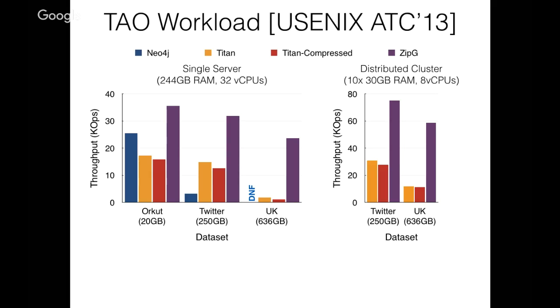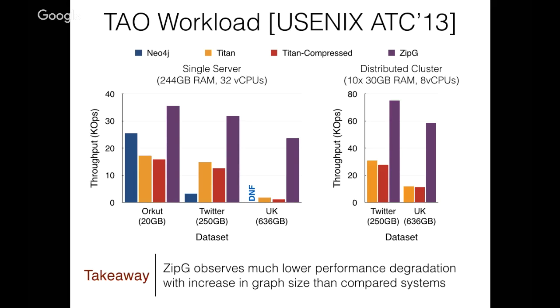We've also performed these experiments on a distributed setup, and we found that the trends were almost identical to the single machine setup. Note that we haven't reported numbers for Neo4j because it does not support a distributed implementation. So the main takeaway here is that ZipG observes a much lower performance degradation as we increase the graph data set size because of its ability to execute queries directly on a compressed representation of the graph.